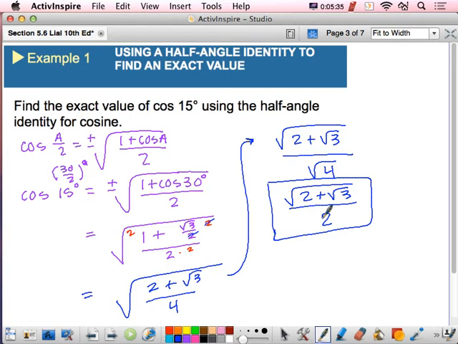All right, right now, I want you to look back to the section where we did cosine of 15 degrees in 5.3, and I want you to find the answer that we got there. Find it for me. I'm going to pause.